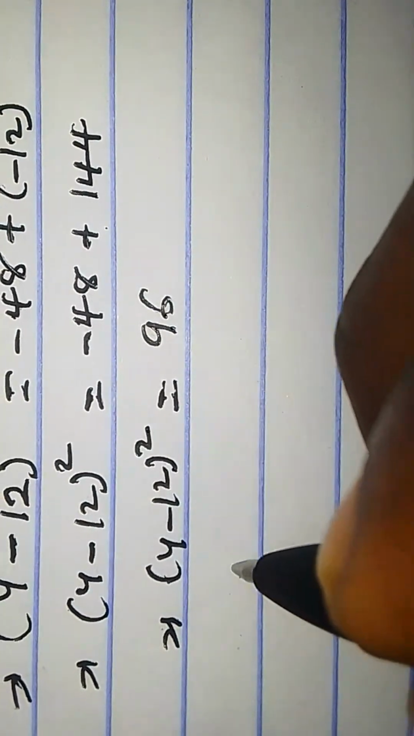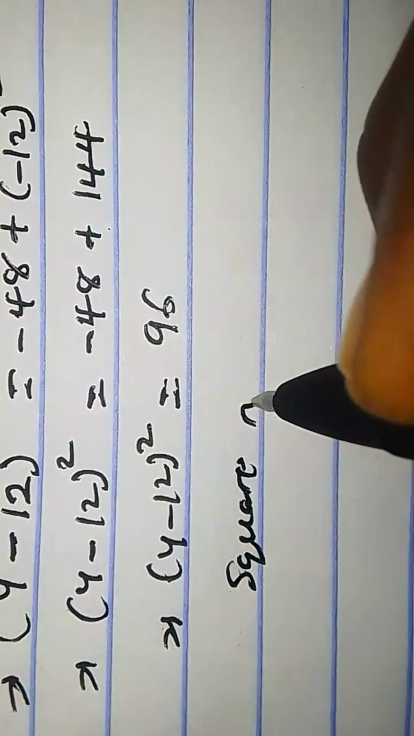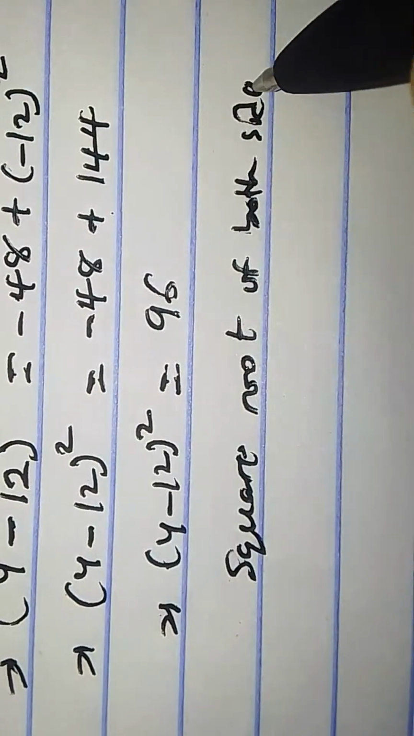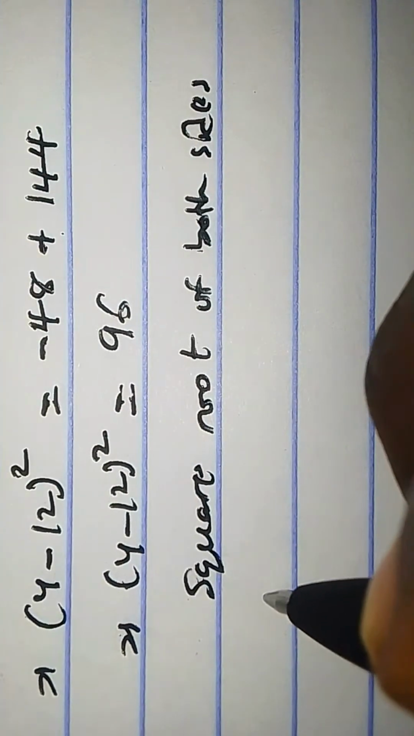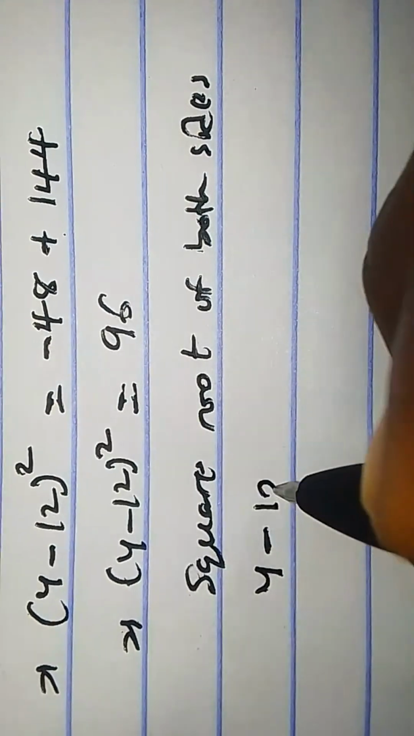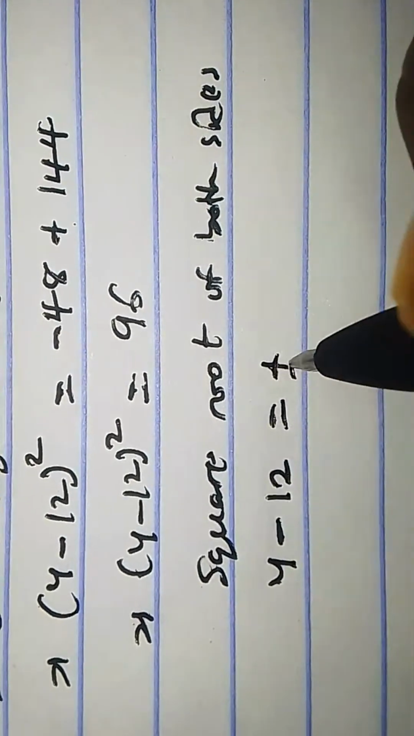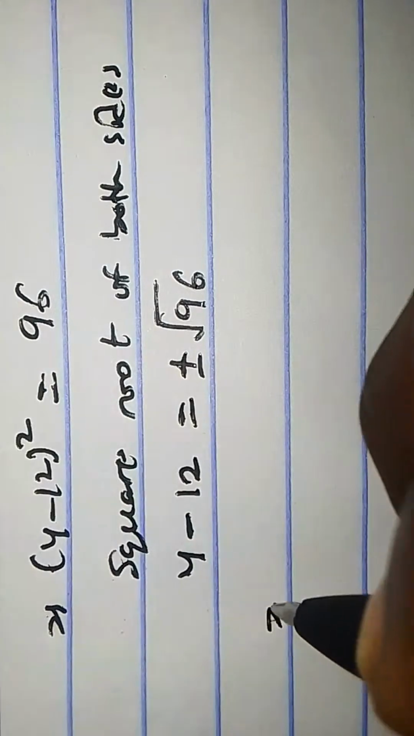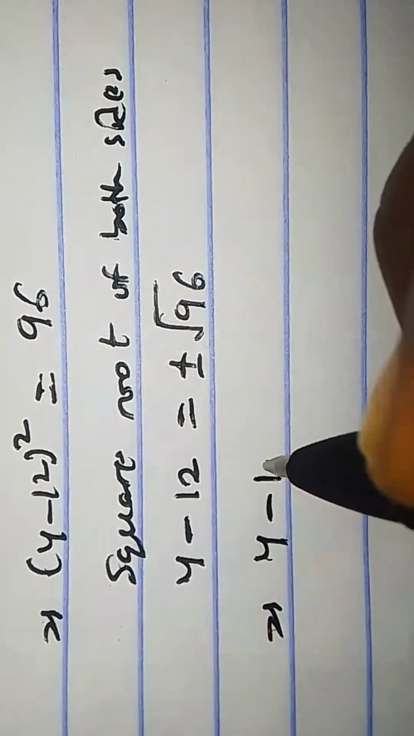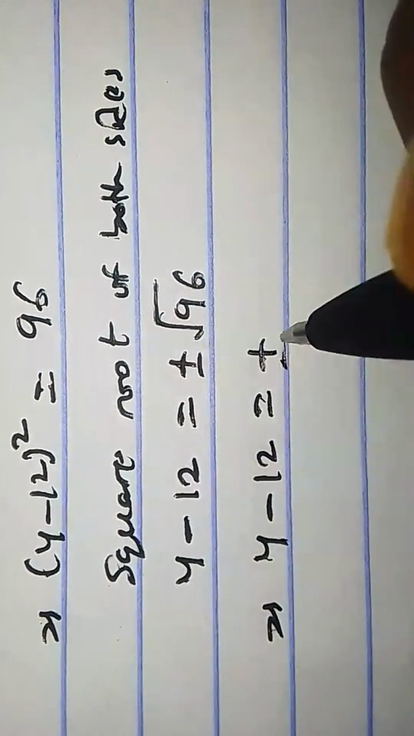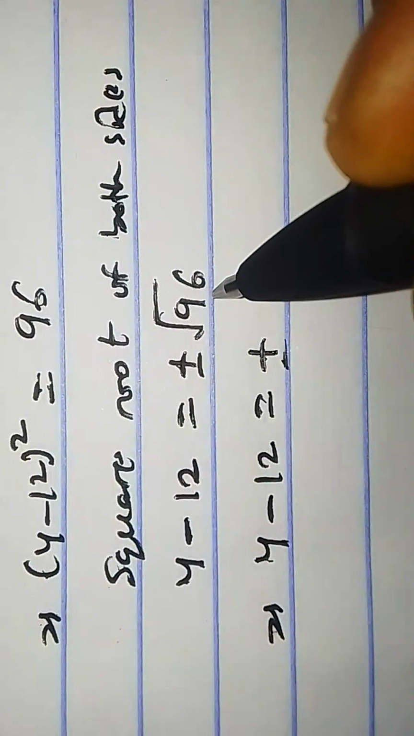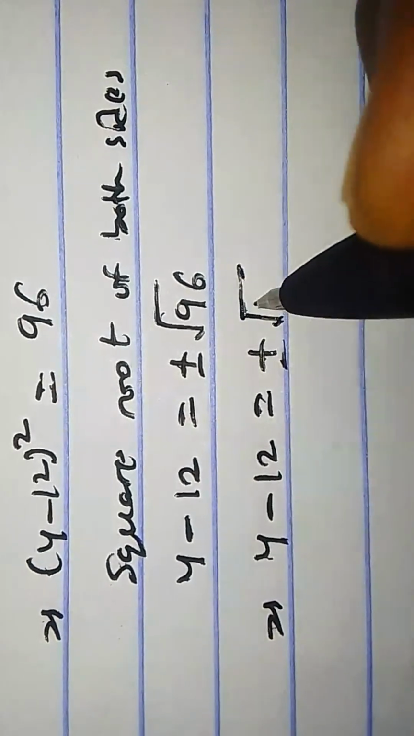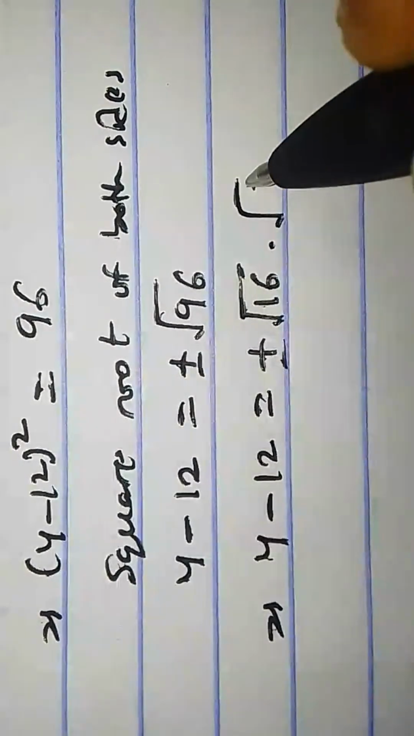Now, let us take the square root of both sides. Doing that, we have y minus 12 equal to plus or minus square root of 96. This implies that y minus 12 is equal to plus or minus. I can rewrite square root of 96 as square root of 16 times square root of 6.